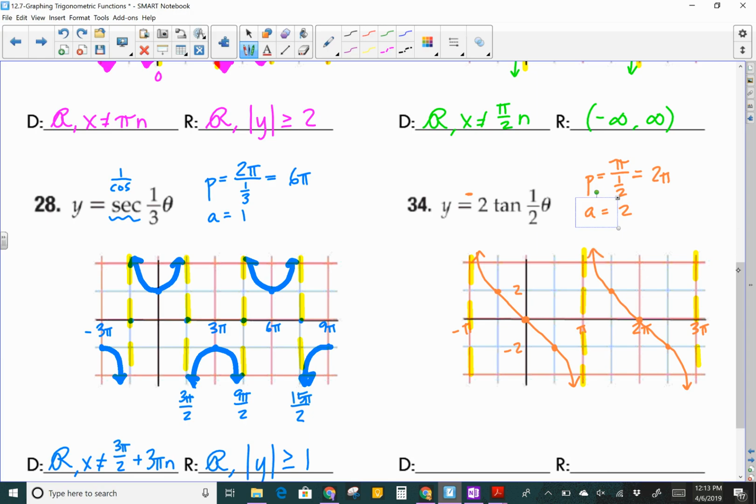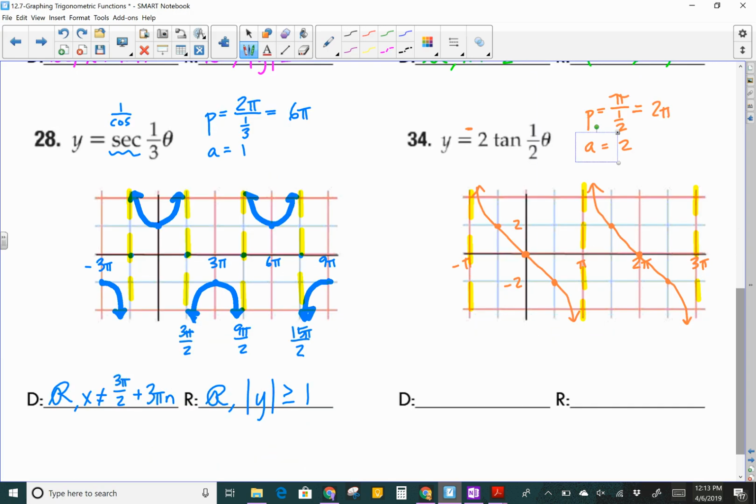Okay, last thing to talk about, what's the domain and range? All right, so this is pi, and the next one is 3 pi. So that means my domain is x not equal to pi plus 2 pi n. So keep in mind, if it's not on 0, you're always going to have some kind of plus in here when you're naming that. The range is all real numbers.